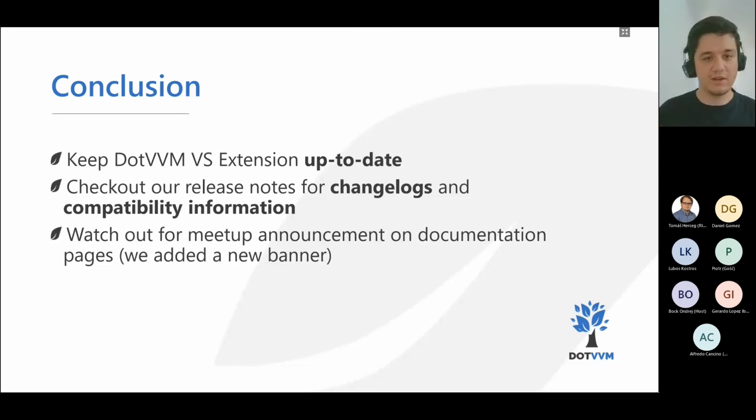Also check out our release notes if you are wondering about change logs, what was actually changed between different builds, or need to know if your versions of Visual Studio and the Visual Studio extension for .vvm are compatible or not. And also watch out for our Meetup announcements within the documentation. I think it's a really nice way to announce this and make it a bit more available to .vvm users.